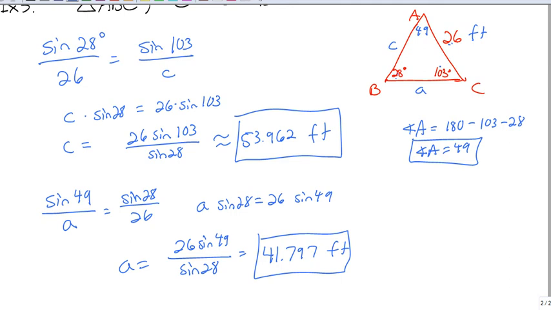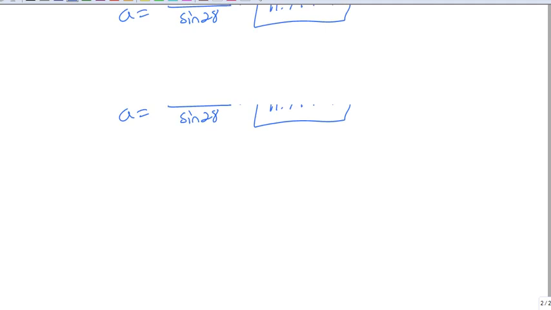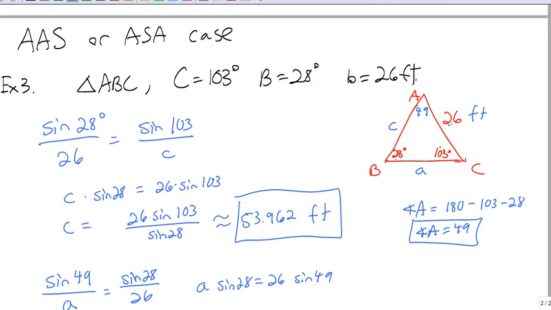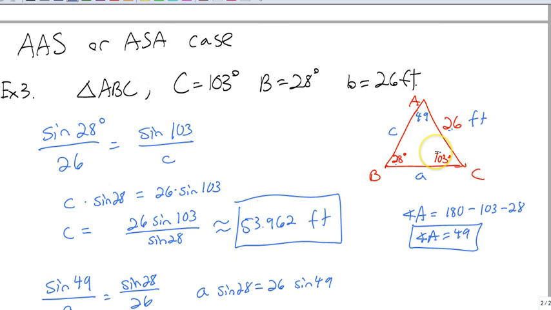And again, if you remember your triangles, the biggest side should be across from the biggest angle. So since this is 103, C is 53. That's big. 49 is the next biggest angle. A is 41. And then B is the smallest angle, and 26 feet is the smallest side. So that matches up. And that's law of sines, basically. It also works out if you have an ASA situation. But pretty much that's all you've got to do for law of sines.